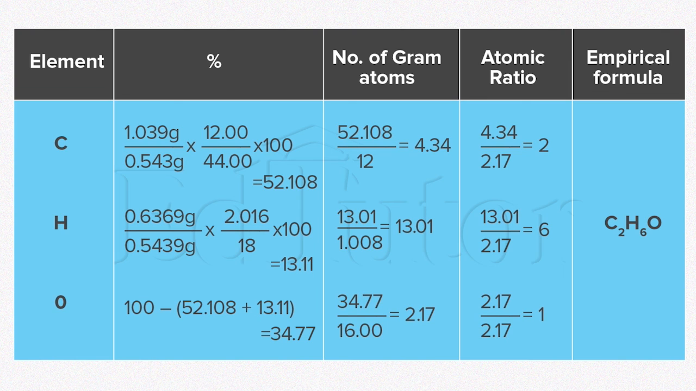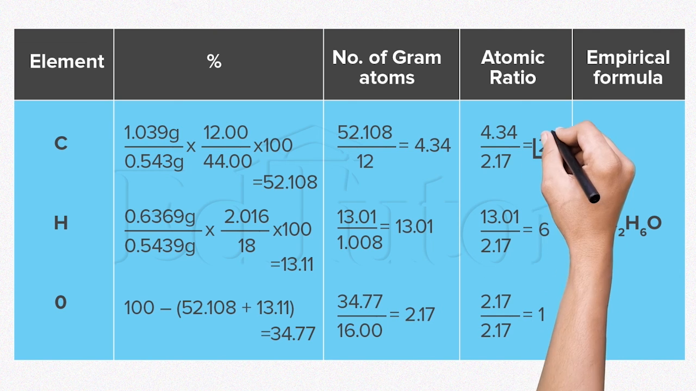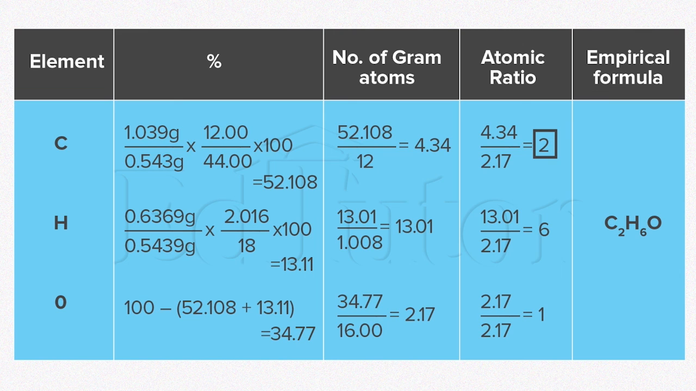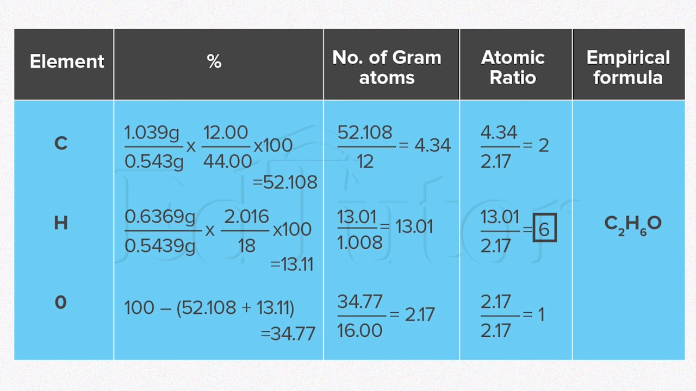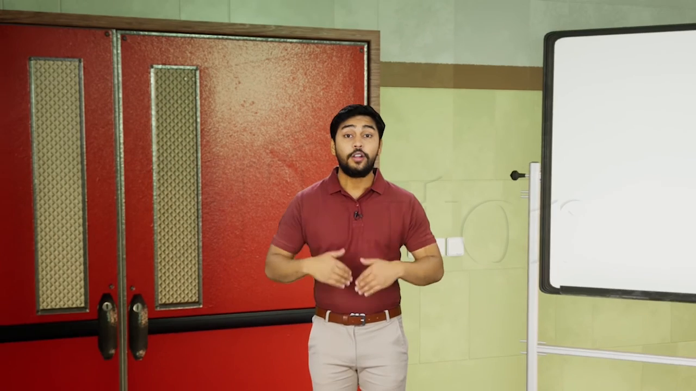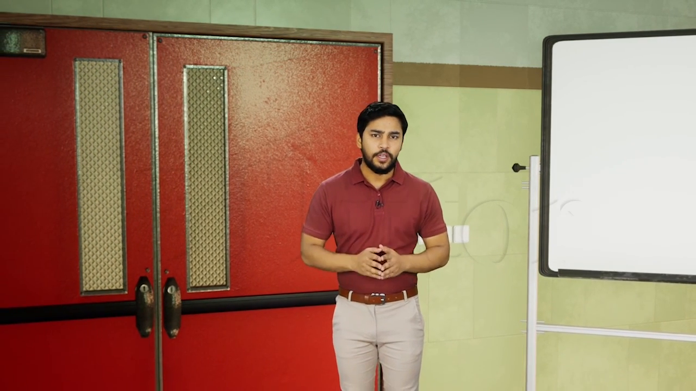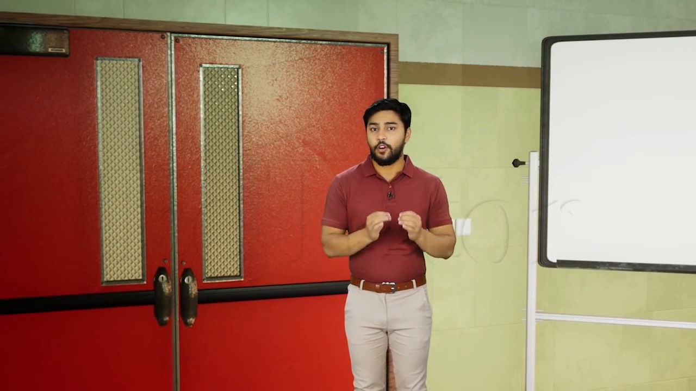For carbon, 4.34 divided by 2.17 will give 2. For hydrogen, 13.01 divided by 2.17 will give 6. For oxygen, 2.17 divided by 2.17 will give 1. Can you see it? All these atomic ratios are obtained in whole numbers, which means we have found our empirical formula, that is C2H6O.